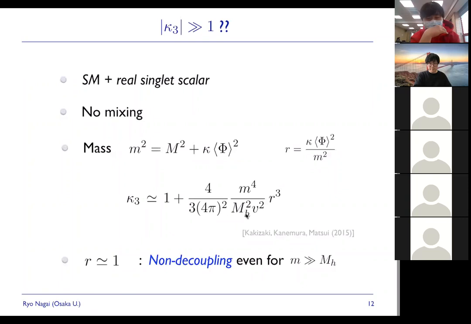And you take a small m to infinity while taking r to one, is that right? Yeah, that's a non-decoupling limit. But then actually, in this case, to keep r as order one, you have to also increase the kappa, or Higgs coupling. Yeah, kappa, so, yes, increasing kappa. Yeah, then actually I don't understand.